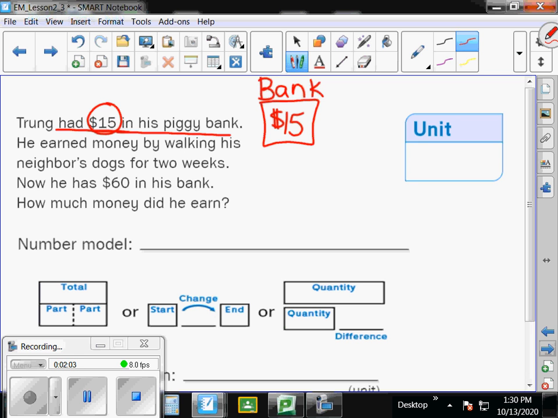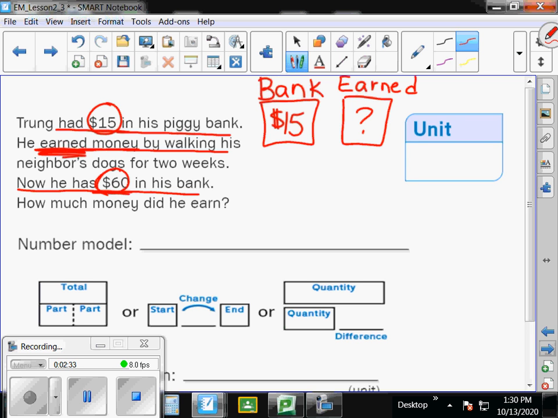Now, the problem says that he earned money by walking his neighbor's dog. So this is going to be important. I know that he's earning money. Now, it doesn't say how much money, but this is going to be important. So I'm going to do another box, and I'm just going to say earned. This is the money he earned. And because it doesn't tell me how much, I'm just going to put a question mark there. And it says now he has $60 in his bank. So I'm going to draw another box and I'm going to say 60. And this is in his bank.